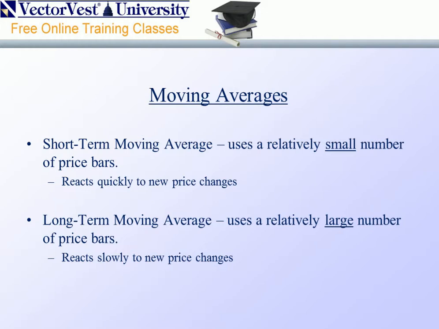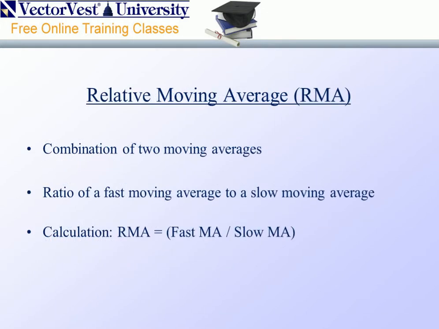Relative moving average takes an interesting spin, or a novel approach, on moving averages. We're still going to use a combination of the two moving averages, but in this case we're going to create a ratio of the fast moving average to the slow. So the calculation is simple. You take the data point for the fastest moving average and divide it by the current data point for the slow moving average. And this is going to yield a number of interesting scenarios that we can capitalize on.